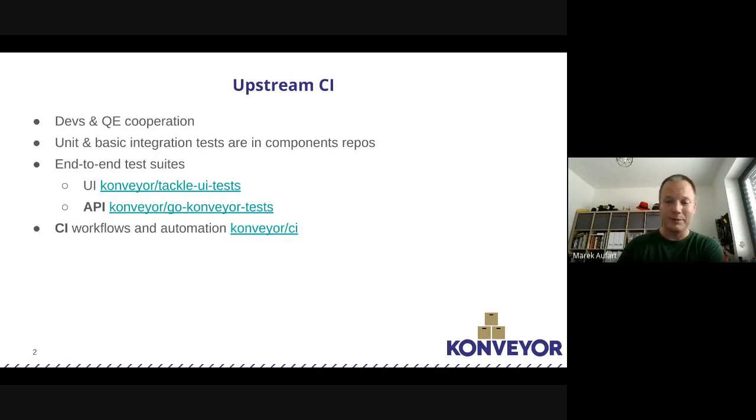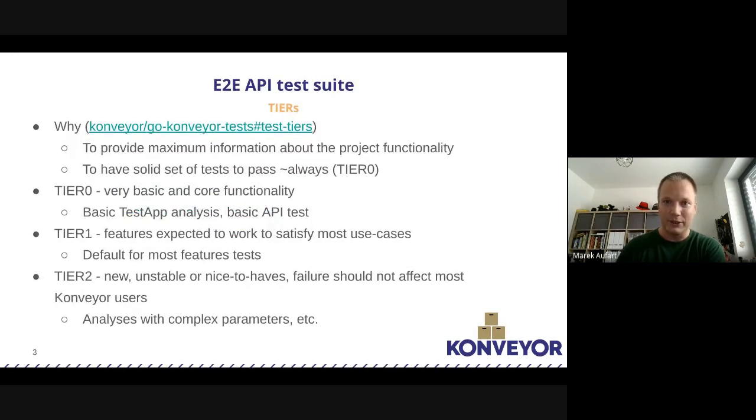Then there is the CI repository, which provides reusable workflows and also the status of the overall CI. Now I'm going to focus on the API end-to-end tests, which have introduced something we call tiers. This separates the tests into easier but more solid tests, which should always work, otherwise the project would be significantly broken, up to features which are not really stable and can change, so a failure might not be that big an issue. The main reason we did it is to provide more relevant information about the project state and functionality, and to build a solid base for gates on, for example, PRs on various repositories within the Konveyor project.